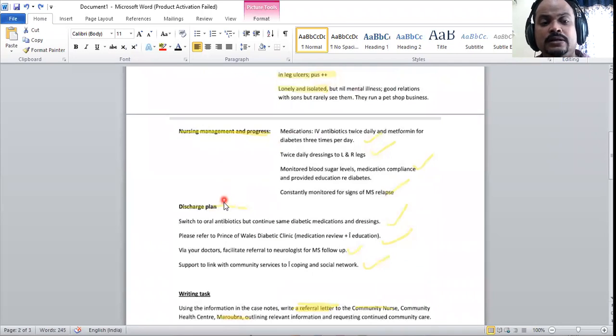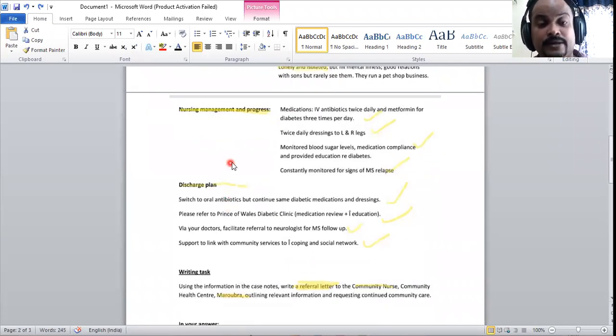Now, when I go to the nursing management and progress, I can see that IV antibiotics and metformin for diabetes. He is having daily dressings on both his legs. Blood pressure and blood sugar levels are monitored, medication compliance, and provide education regarding diabetes. All these things are relevant. So what you are doing, the same thing they are required to do.